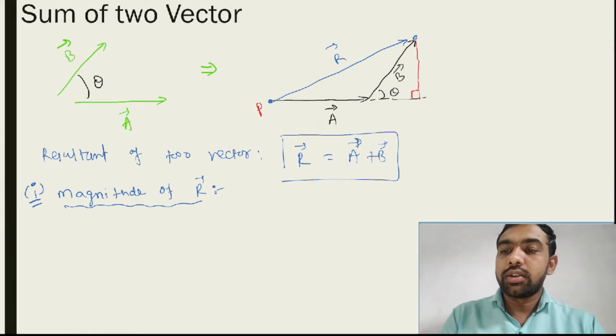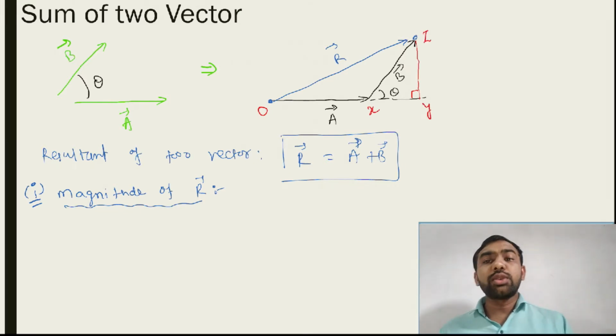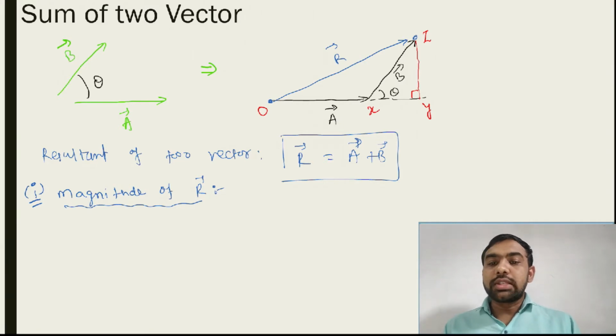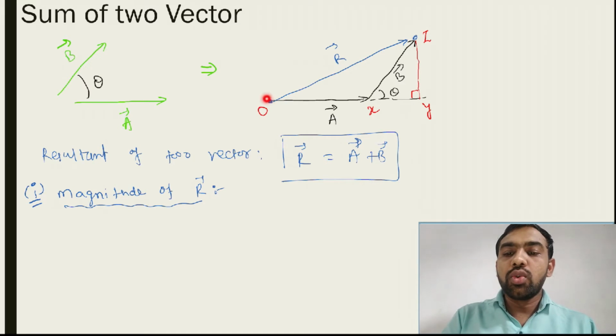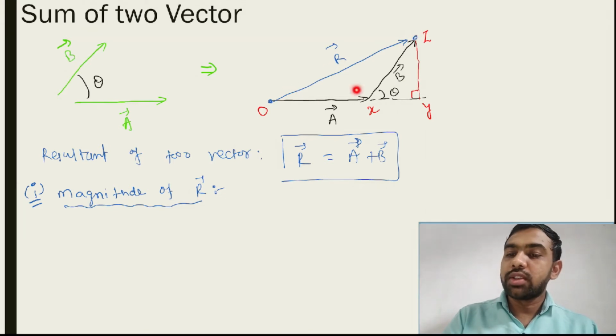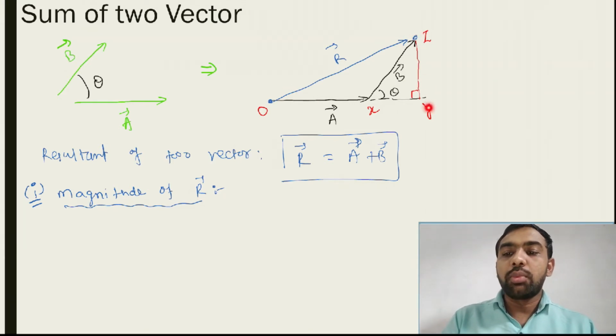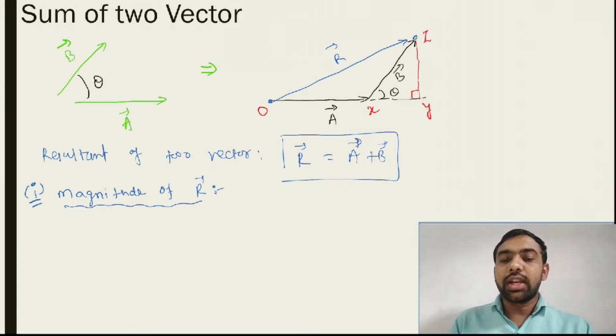Suppose I give this point the name O, then this is X, Y and Z. You can give any name. Okay, so that's X, Y, Z. If you consider this triangle OYZ, that is a right angle triangle. So this R is the hypotenuse. ZY is the opposite side and this one is the adjacent side. So use the Pythagoras rule to get the answer for R.